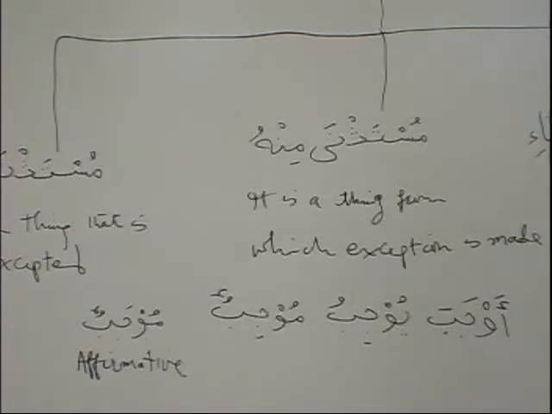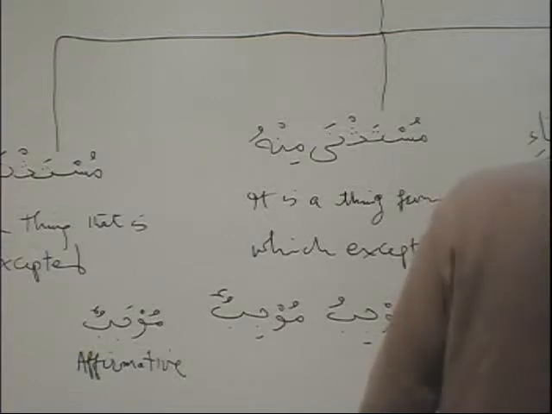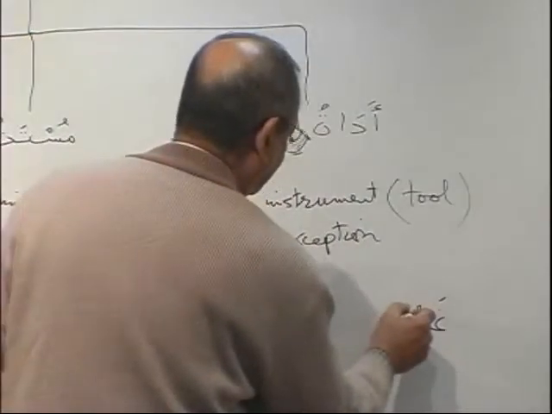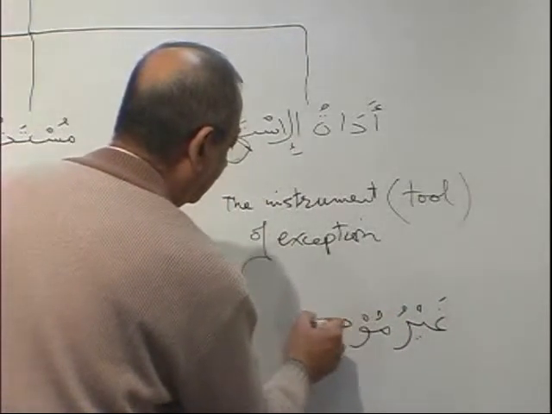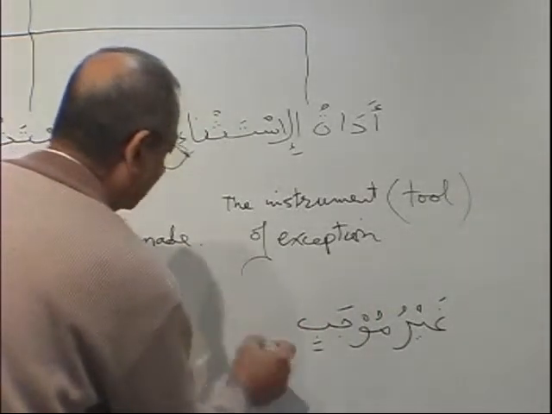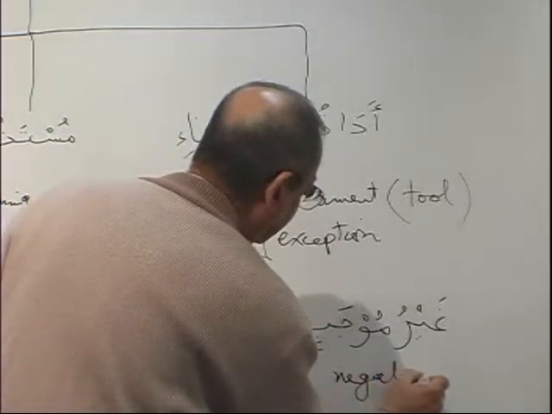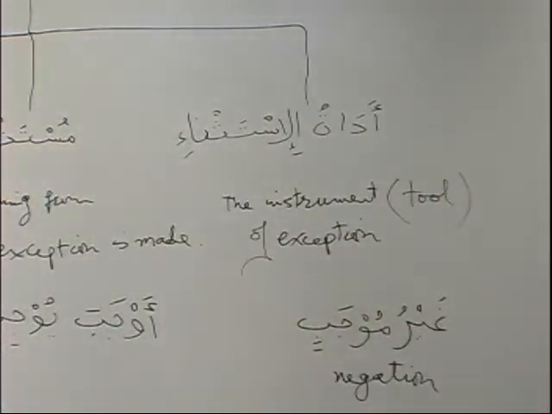So, if I say ghairu mujab, what will be the meaning of it? It has negation. Are you with me? I will write down. It means negation. And how many kinds of negation? An-nahyu, an-nafyu, and then istifham. I say it again, brothers and sisters. An-nafyu, wan-nahyu, and istifham. Fine. A negative, prohibitive, or interrogative sentence is called ghairu mujab.